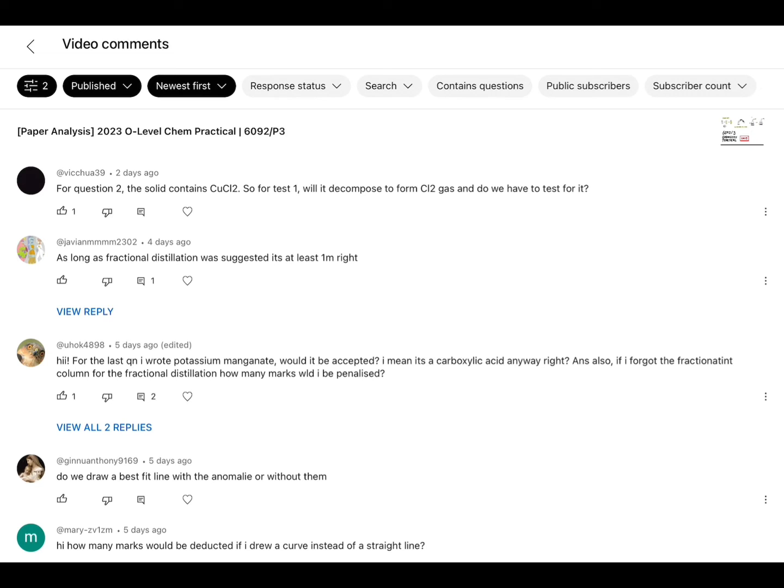The last question that we will look at is the clock experiment. The clock experiment, many comments were asking about the plot, whether it's a line, it's a curve. Many teachers say there is a curve. For that, I am very sure that the correct answer, I'm not saying the only accepted answer, but the correct answer is a straight line with anomalous points.